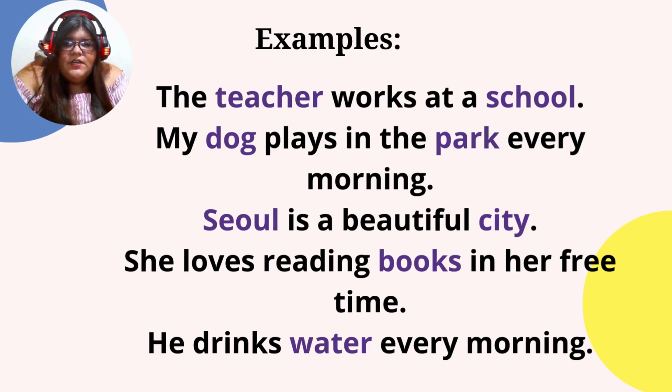Then we have she loves reading books. If you see here, we saw the word love, right? But love can also be a verb, not just an emotion, right? So be careful with that. She loves reading books in her free time. Here the noun is books. Then we have he drinks water every morning. Here water is the noun in this sentence.